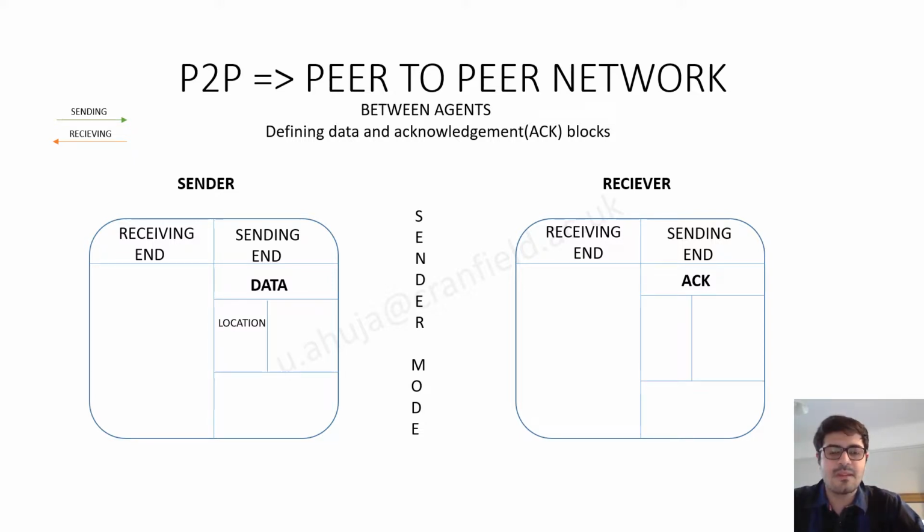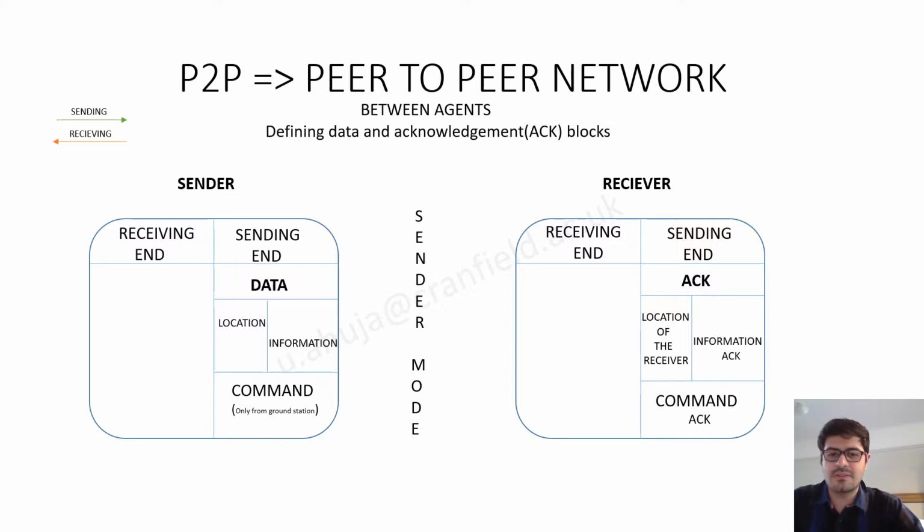So in the sending end, we could have location. Since it's a swarm system, any swarm system, maybe a drone swarm system or a nautical swarm system or any other ground-based swarm system, we need to have the location of the different agents, and we need information about those agents or any information that an agent could carry. We can also have a command to that agent, which usually comes from the ground station or ground control station, and we have the location of the receiver on the sending end and information acknowledgement, as well as command acknowledgement.